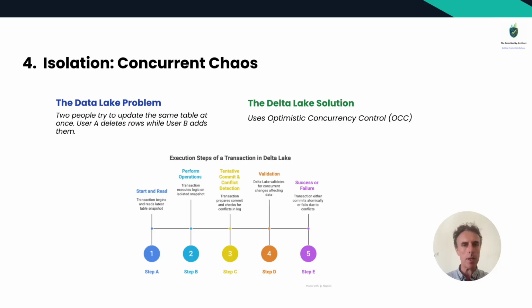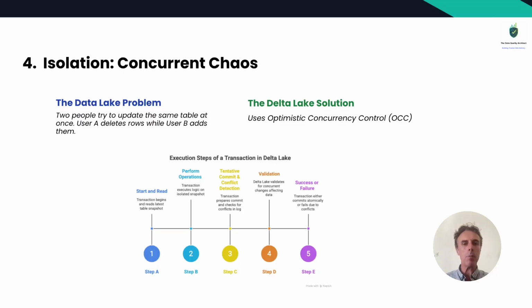So once again, let's drill down into the steps so we understand it. As always, the transaction begins. It reads the latest available version of the table from the transaction log. This ensures that the operator starts with a consistent, isolated snapshot of the data. Then we perform the operation. The transaction executes its logic, filtering or modifying on its isolated snapshot. At this point, it has not yet written anything permanent to the table.